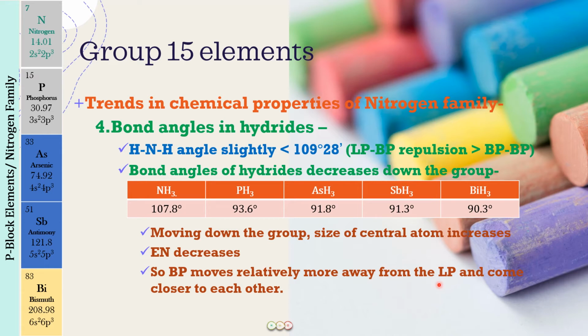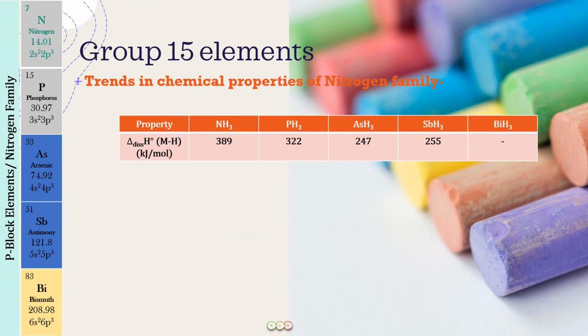So moving away from the lone pair, coming closer to one another, because the interelectronic repulsions are decreasing. So as we go down the group, the bond angles of the hydrides are going to decrease. Now, what you can look over here are the bond dissociation energy values. So we are going to talk about the bond dissociation energy in case of hydrides.